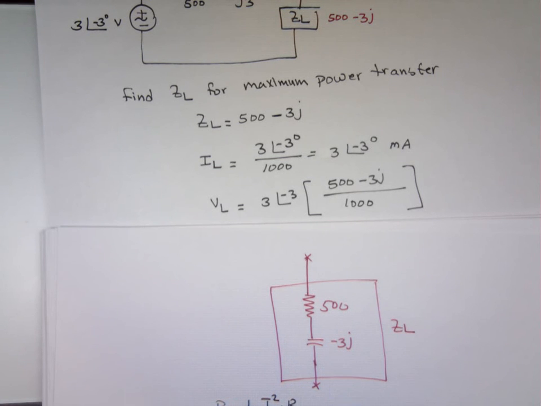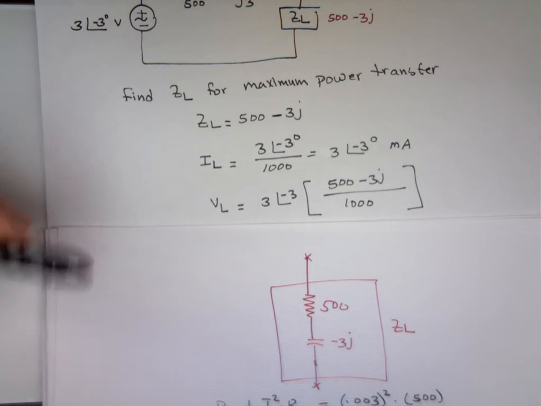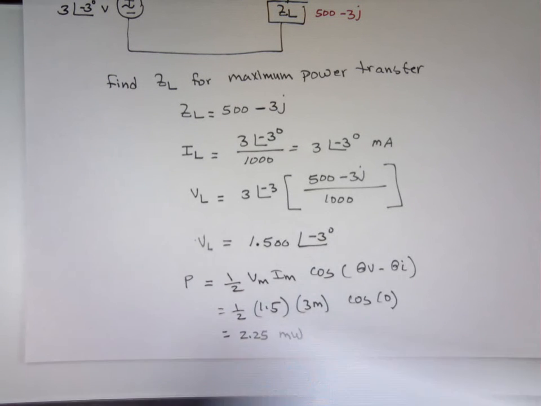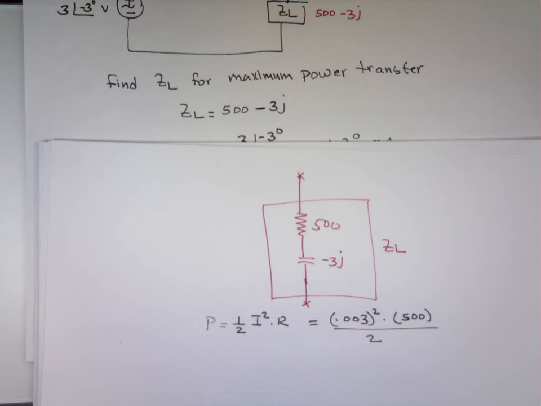And for I, what's the current through it? The maximum value, 0.003, right? You square it times R, and what was R? 500. And you divide that by 2. Does that give me the same answer? Does that give me 2.25 milliwatts? That's why I started thinking, after I did the problem, that I should have done it that way.